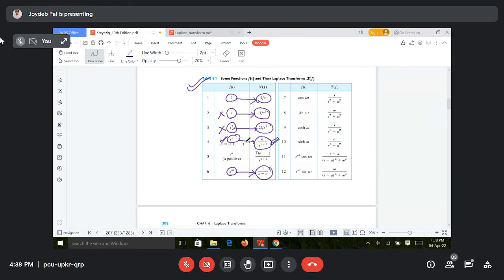What is the formula? Laplace transform of t to the power n equals n factorial divided by s to the power n plus 1. Fine. Here n is an integer. Rather, n is a positive integer. See what the value of n is: 0, 1, 2, 3, 4, 5, 6. Then you can write this factorial notation.